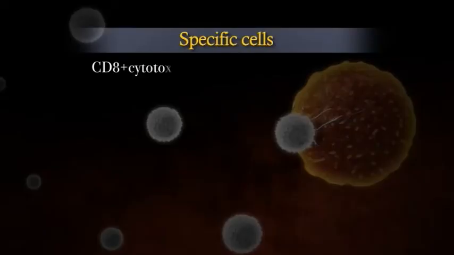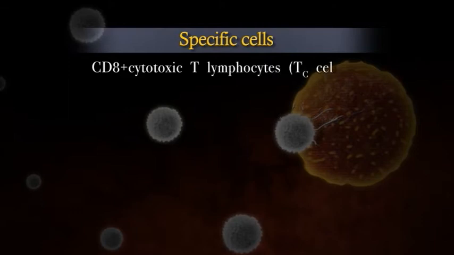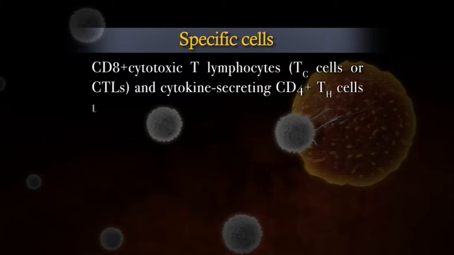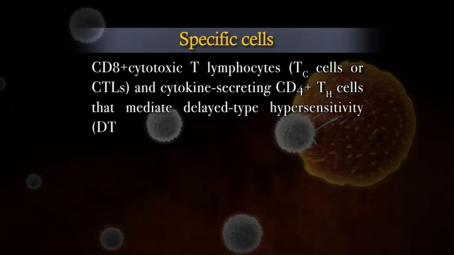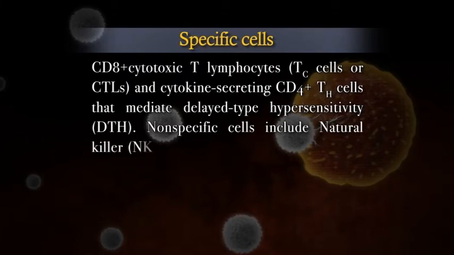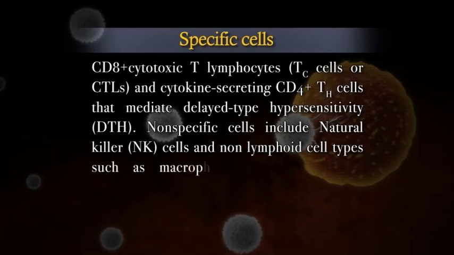Both antigen-specific and non-specific cells can contribute to the cell-mediated immune response. Specific cells include CD8 positive cytotoxic T lymphocytes, or TC cells or CTLs, and cytokine-secreting CD4 positive T helper cells that mediate delayed type hypersensitivity or DTH. Non-specific cells include natural killer cells and non-lymphoid cell types such as macrophages, neutrophils, and eosinophils.